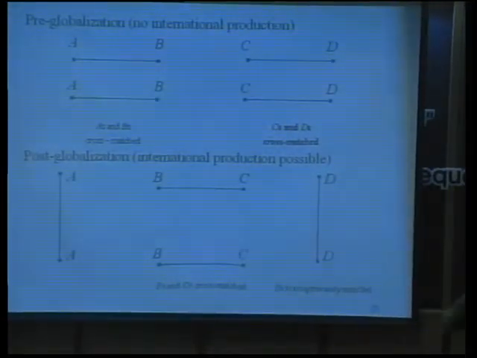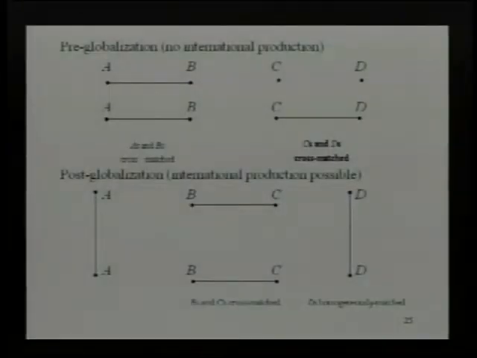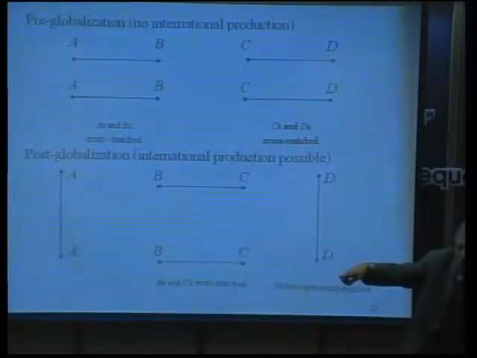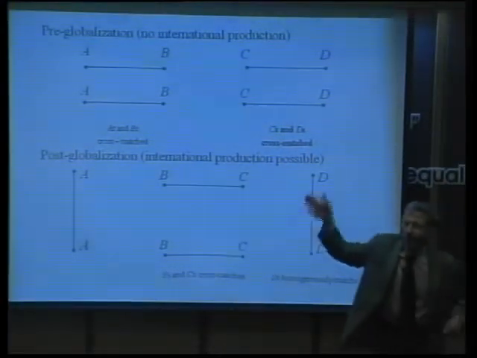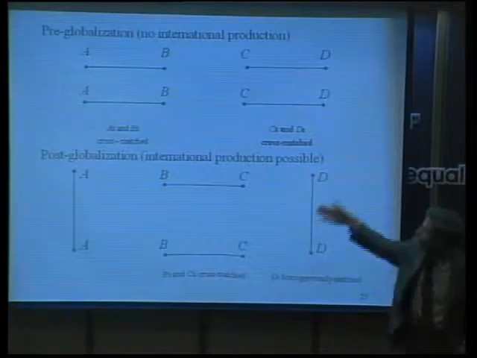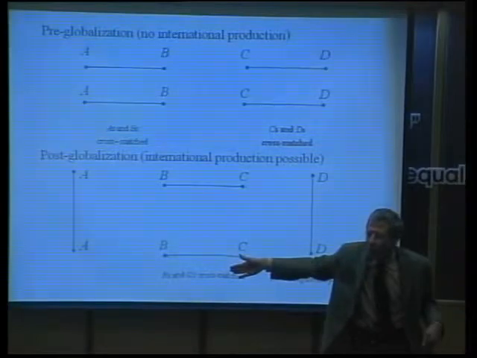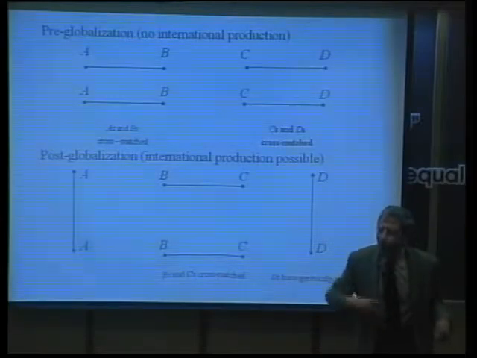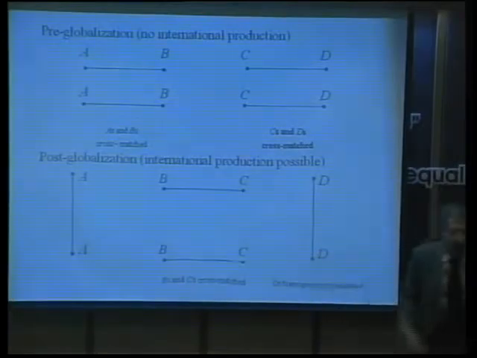Think of it this way. Before you could have international production, the D workers got the benefits of working with higher skilled people, the C workers. But once international production became possible, the C workers got a better opportunity overseas. They got to match with the B workers. That was very good for the C workers, but not so good for the D workers. The D workers were now forced to fend for themselves. They were left to their own devices.